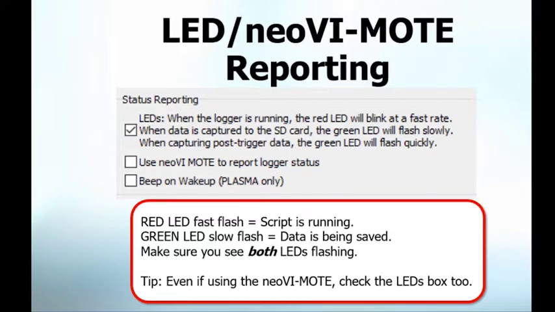Because if your neoVI is not running a collection, the red LED is not on at all, unless you're connected to VehicleScape. It'll be just the green one blinking. The green one will blink at a slow rate when we're actually storing data to the SD card. So that's, again, a clear indication that we're actually logging data. And then if you're using a pre-post collection and you're in a post-trigger situation, the green LED will blink rapidly.